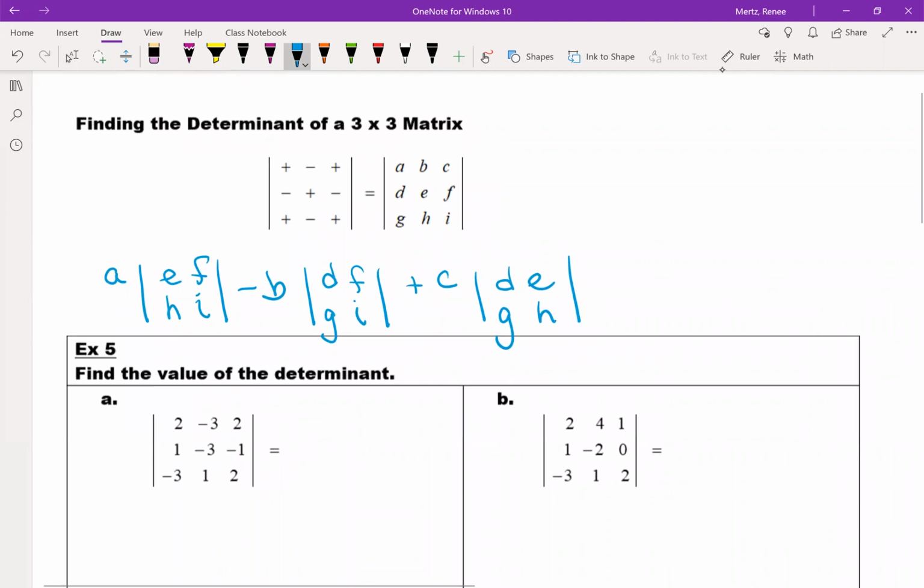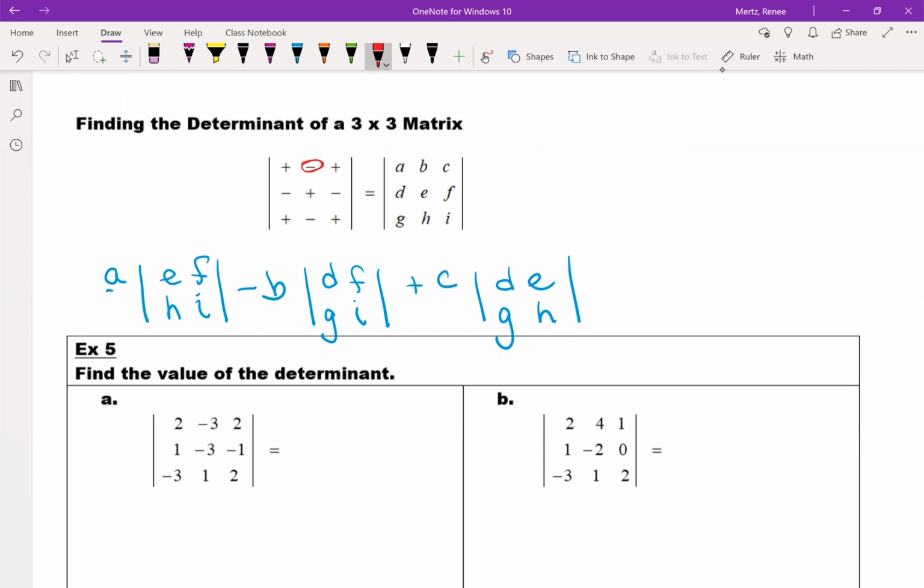So the first thing is to figure out how to read this 3 by 3 matrix. We start in the top left corner. We put that number out front, and then we cross out this column and this row, and we're left with E, H, F, I. Then we use the sign here. The sign of the middle one flips no matter what. If it's positive, it becomes negative. If it's negative, it becomes positive.